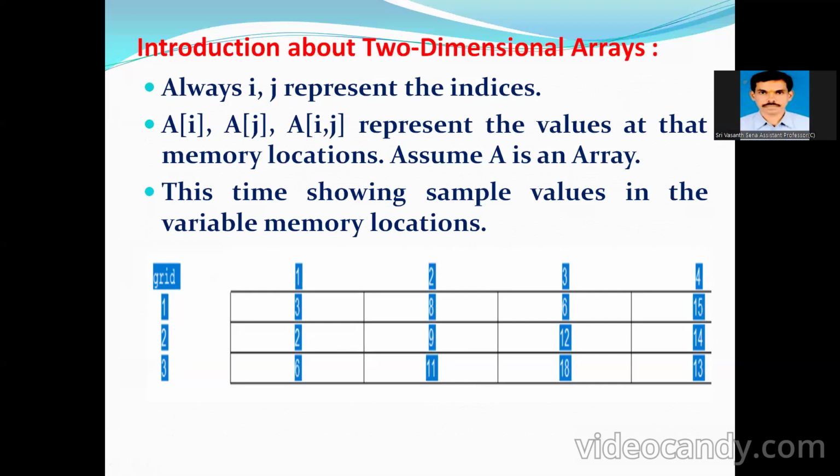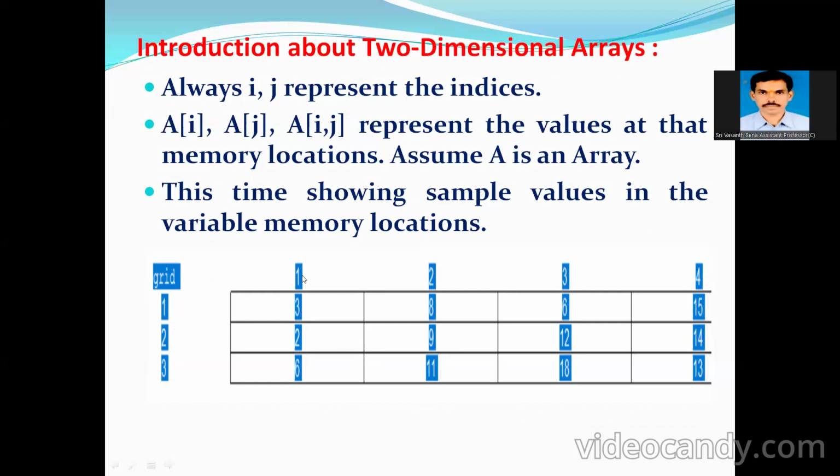Assume that A is an array. Always i and j are the variables which represent the indices. A[i], A[j] will represent a single-dimensional array. Array A[i,j] will represent a two-dimensional array, i rows and j columns. So this time I'm showing sample values in the variable memory locations.